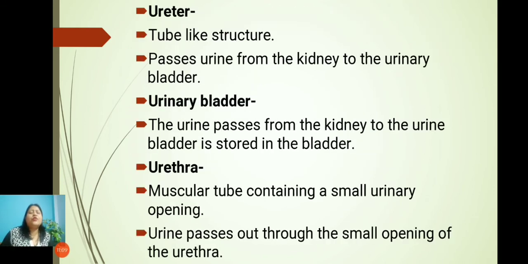Next, the ureters are tube-like structures that pass urine from the kidney to the urinary bladder. The urine that passes from the kidney to the urinary bladder is stored in the bladder. Then the urethra is a muscular tube containing a small urinary opening. Urine passes out through this small opening of the urethra. These are the different parts and their functions. Clear, students?